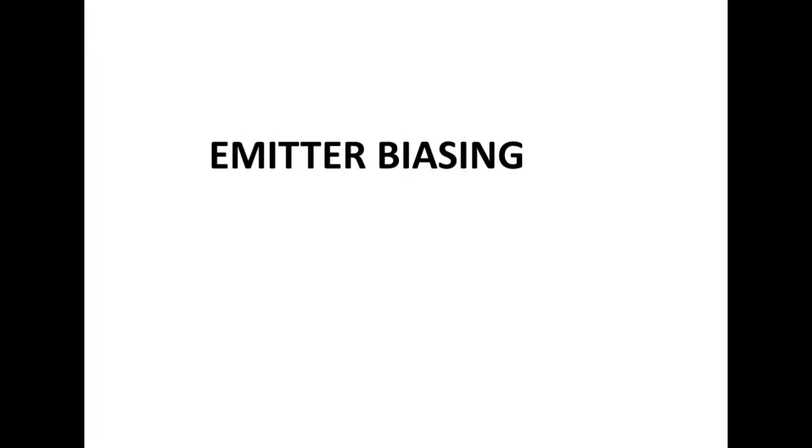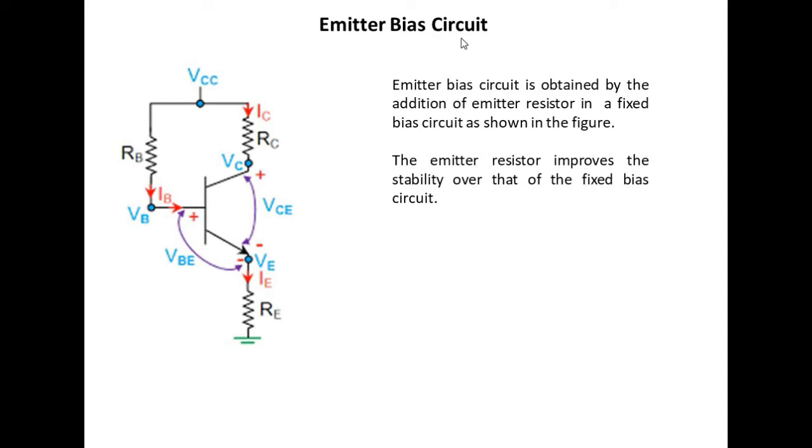Now come to the second biasing, that is the emitter biasing. In this figure we see that the emitter biasing circuit is obtained by the addition of an emitter resistor in a fixed bias circuit. In fixed bias circuit, there was no RE resistance. The emitter terminal was directly connected to the ground. But if we apply some emitter resistance in this terminal, this will be the emitter biasing circuit. The emitter resistor improves the stability over that of the fixed bias circuit.